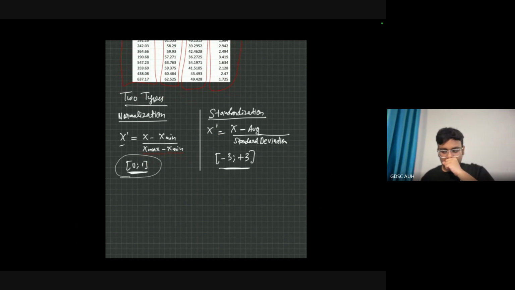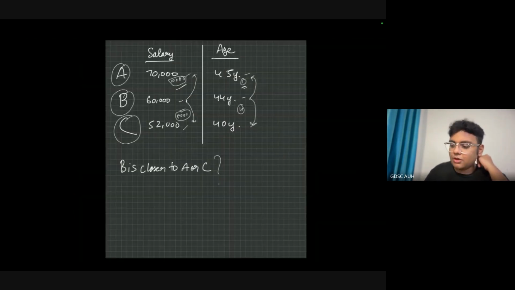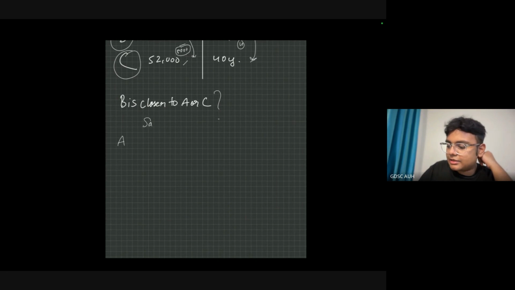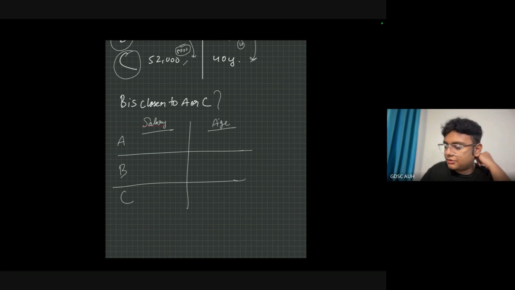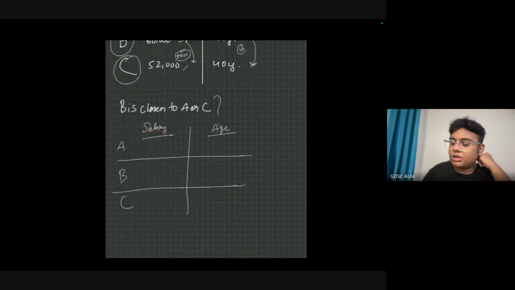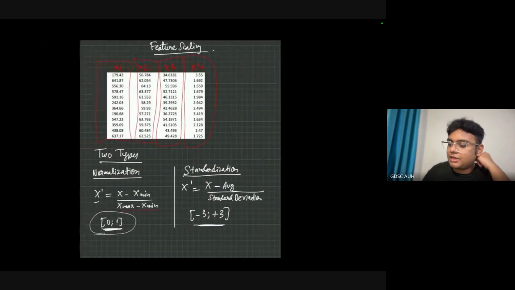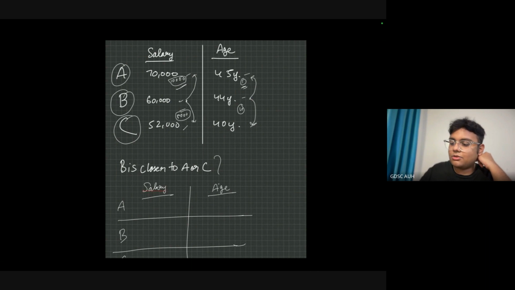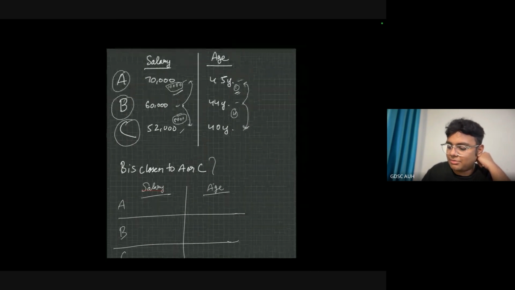Okay, so let us do it for A, B, and C. Here we are using salary and here we are using age, for A, B, and C. This would be transformed into a number between 0 and 1. Let's see how. So we have X. If we are doing it for A, the X value would be the original value that we want to compare, so it'll be 70,000.